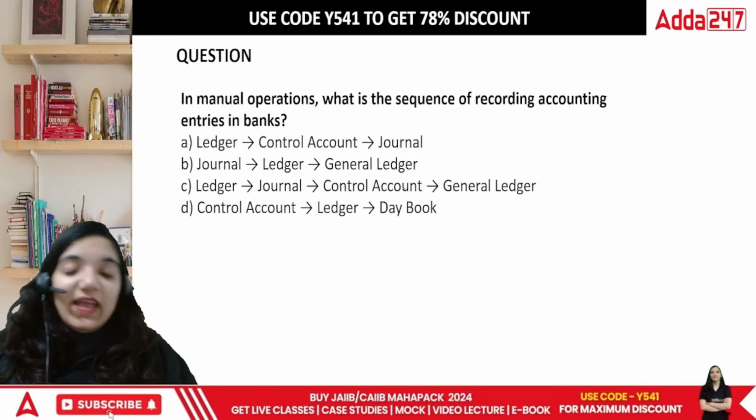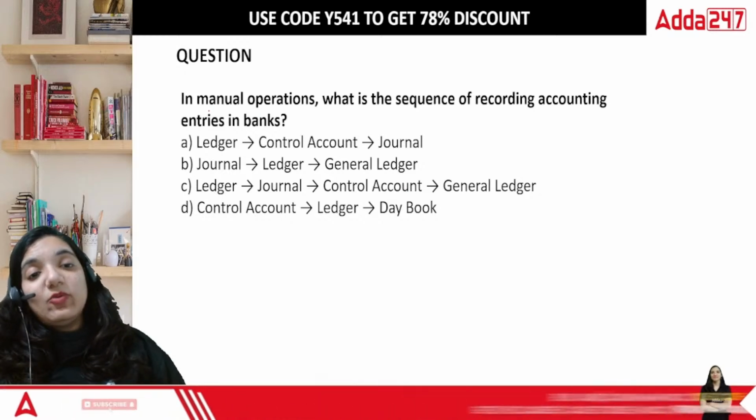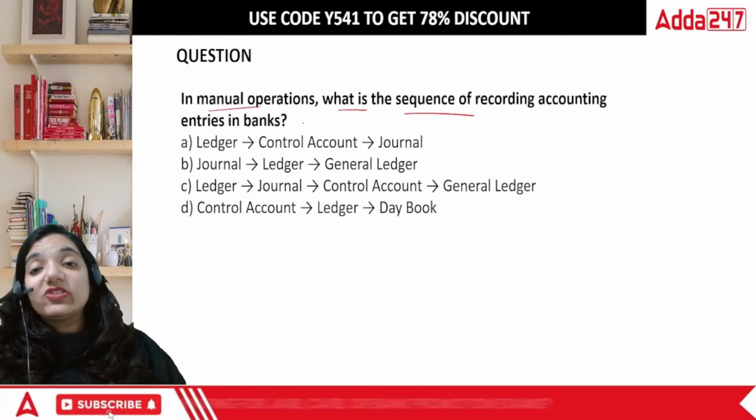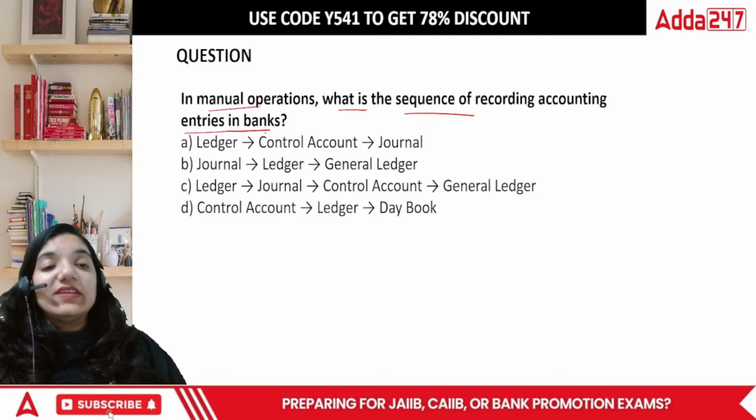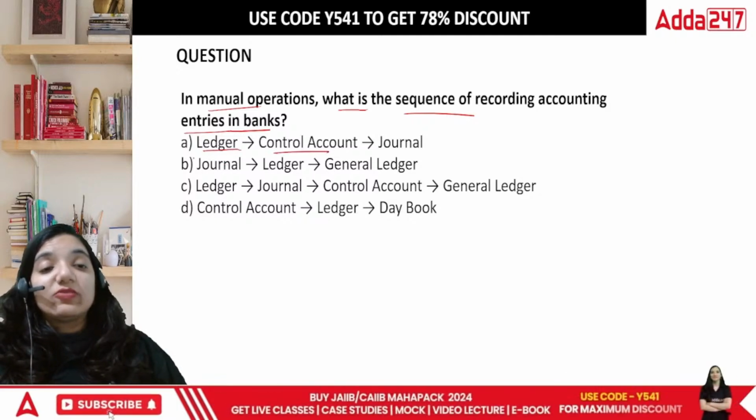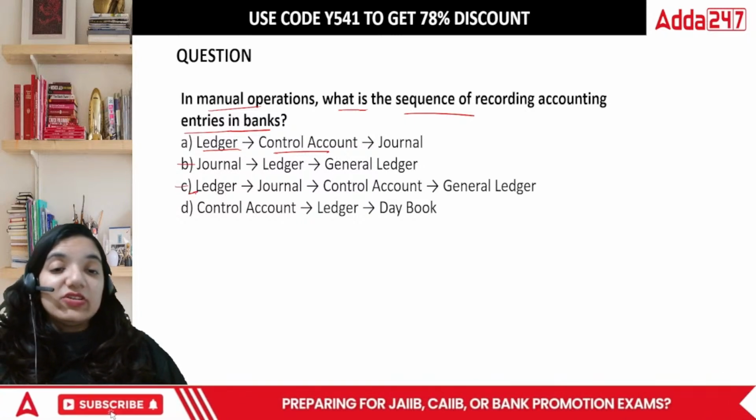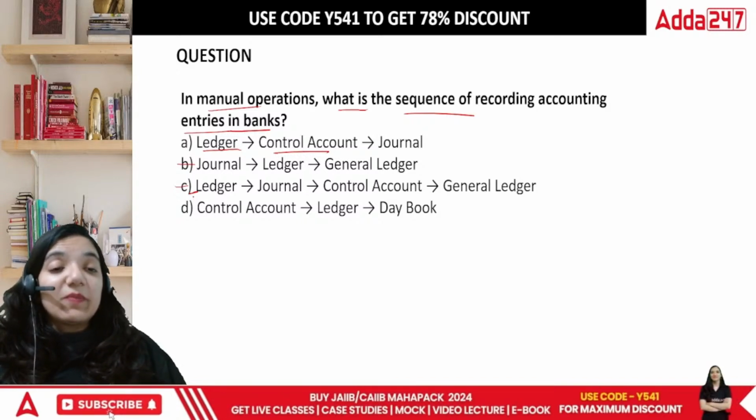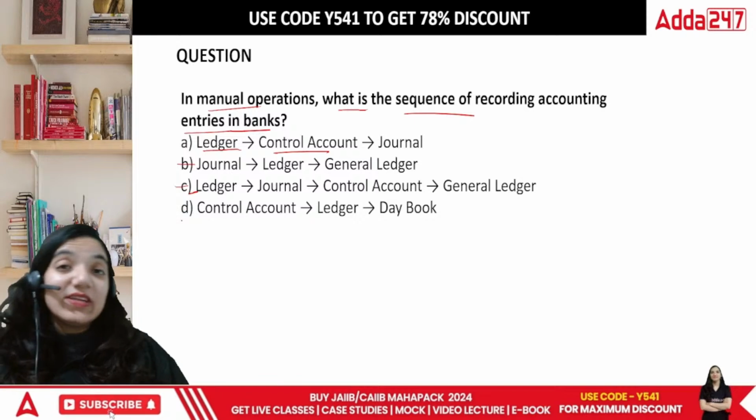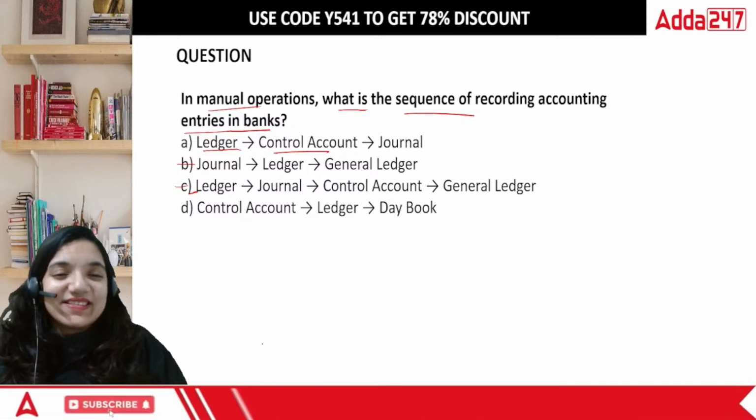Done. Here comes the next question. In the manual operations, what is the sequence of recording accounting entries in banks? Ledger, control account, journal; then journal, ledger, trial balance; then ledger, journal, control account, and general ledger; and the next is control account, ledger, and day book. What's going to be the answer?